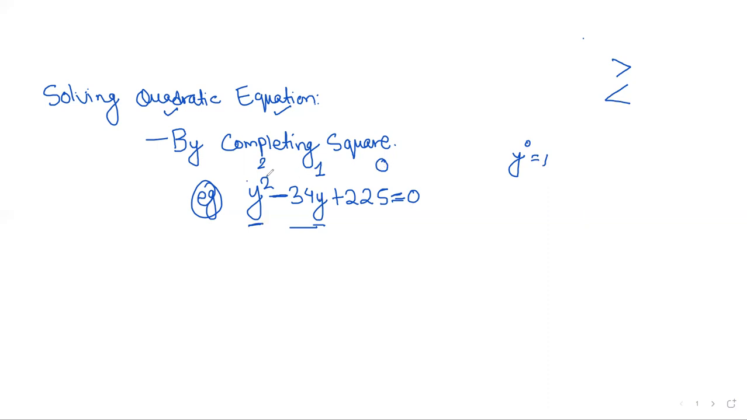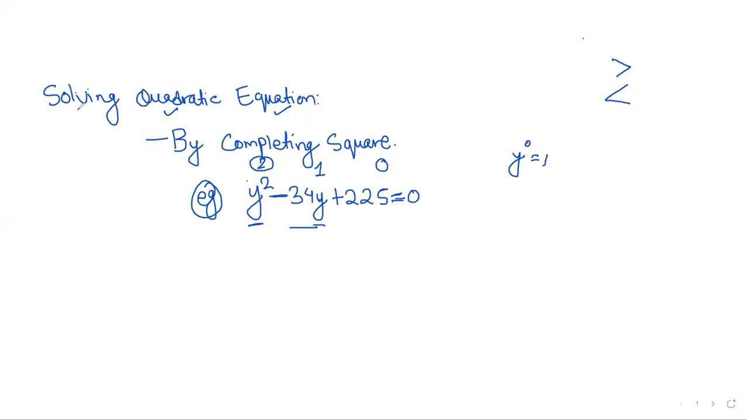Now the largest exponent is 2, and when any polynomial has its variable with the largest exponent 2, it is called a quadratic polynomial. So any equation that contains a quadratic polynomial is called a quadratic equation. If the highest value was 1, let's say y square was not here, and it was only negative 34y plus 225 equals 0, then between 0 and 1, 1 would be the bigger one, and this equation would be called a linear equation. So a linear equation is not our concern today. We are worried about quadratic equations.